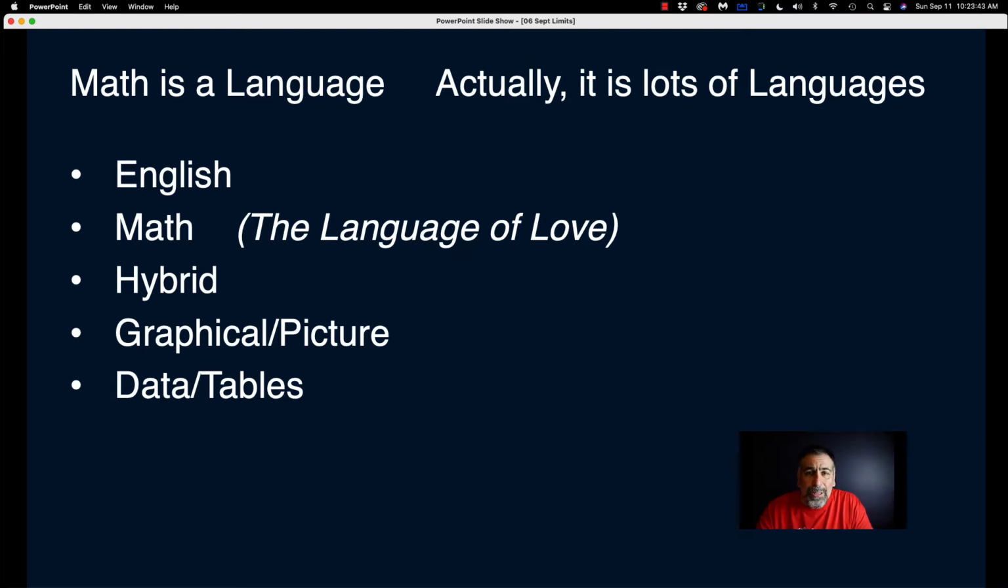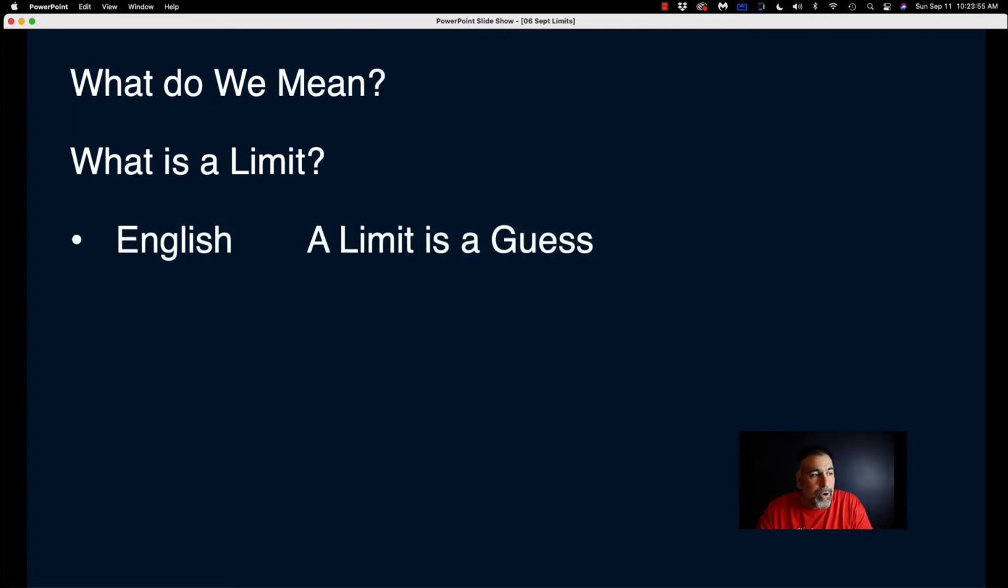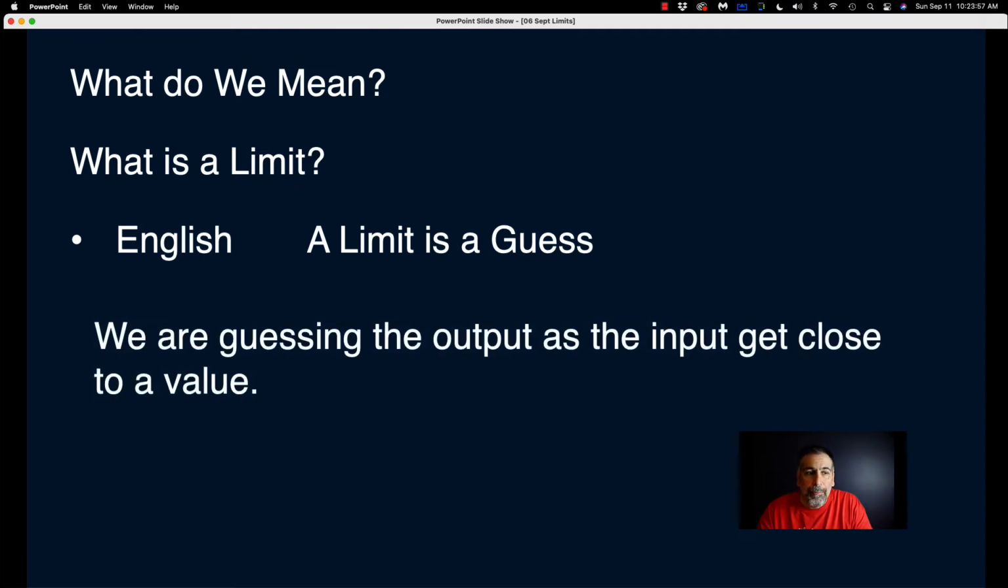So now let's really focus on the idea of what a limit is. When we say a limit, what exactly do we mean? In English, a limit is nothing more than a guess. All we're trying to do is guess the value of an output as the input gets closer and closer to a certain number. Now, it's important that you know that the limit is not asking what the actual output is. That's a different question. We would denote that by saying f of the number and plugging in. This, we're guessing, and what that requires is us being a little sneaky about it.